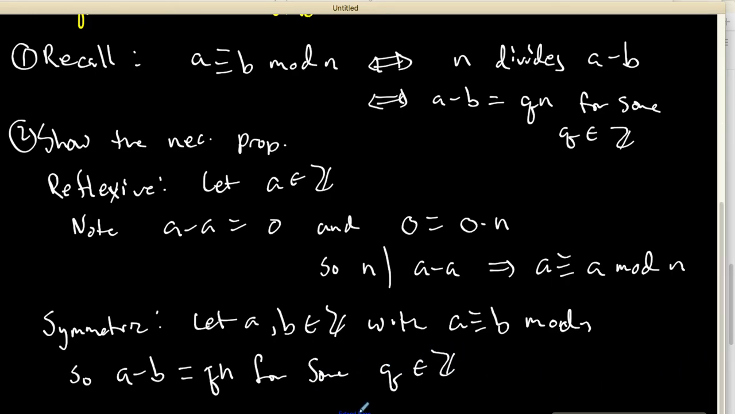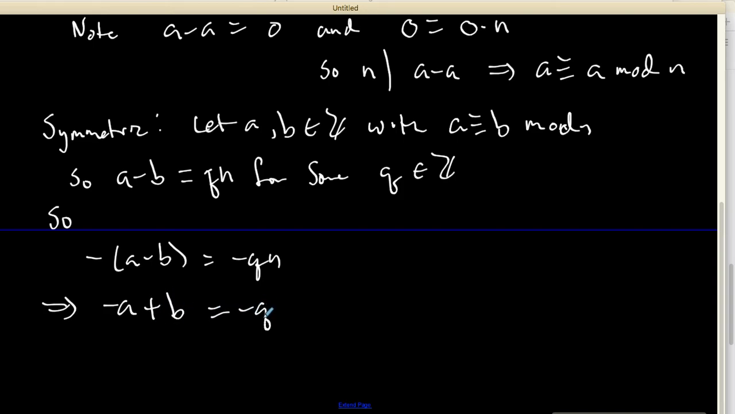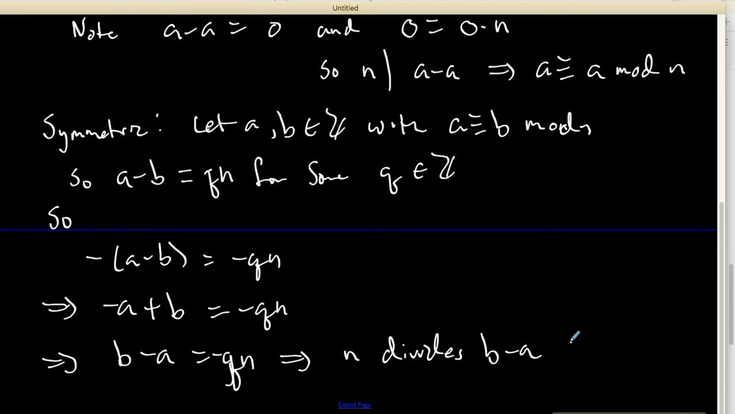So what I know is that A minus B is equal to Q times n for some Q inside the integers. But think about what that means. If I multiply this equation by -1, I get minus the quantity A minus B equal to minus Q times n. That says B minus A is equal to minus Q times n. And that says n divides B minus A, so we do indeed have B is congruent to A mod n. And the symmetric property has been satisfied.